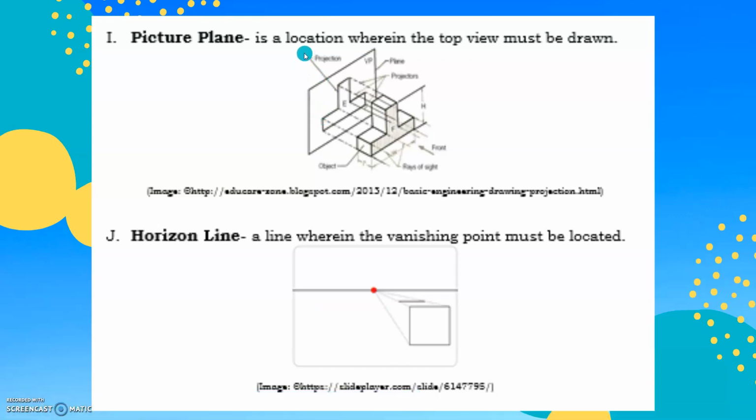Next, the pictorial plane. As you can see, it is the location wherein the top view must be drawn. We call it the projection plane.